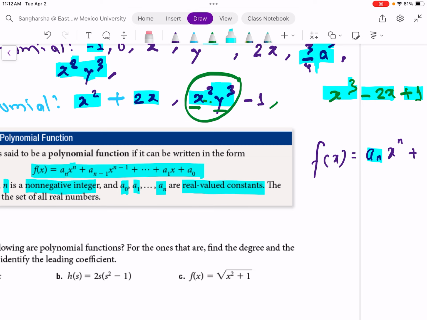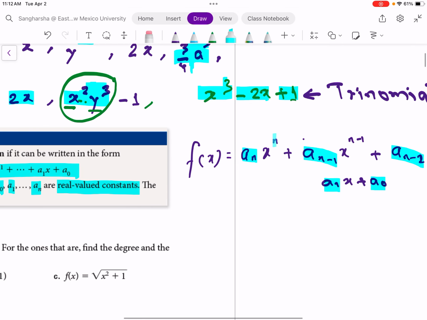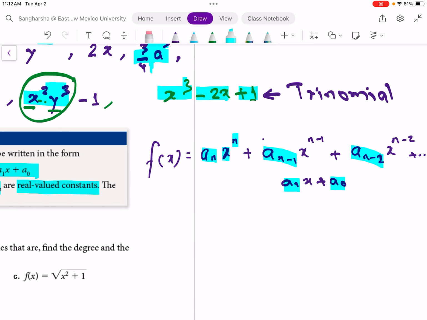These are the non-negative integers, or these are the whole numbers. The exponent, n, is the exponent here. So n is the exponent of a variable x. And this n has to be a whole number. It can't be negative. It can't be a fraction. This exponent has to be a whole number.